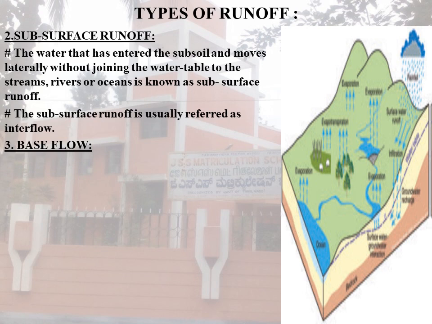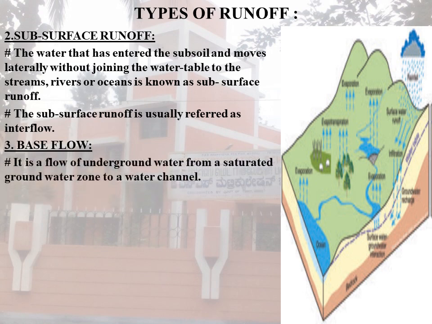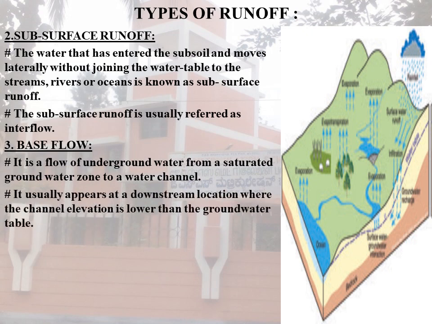The next type of runoff is base flow. It is a flow of underground water from a stratified groundwater zone to a water channel. It usually appears at a downstream location where the channel elevation is lower than the groundwater table. Groundwater provides the stream flow during dry periods of small or no precipitation.